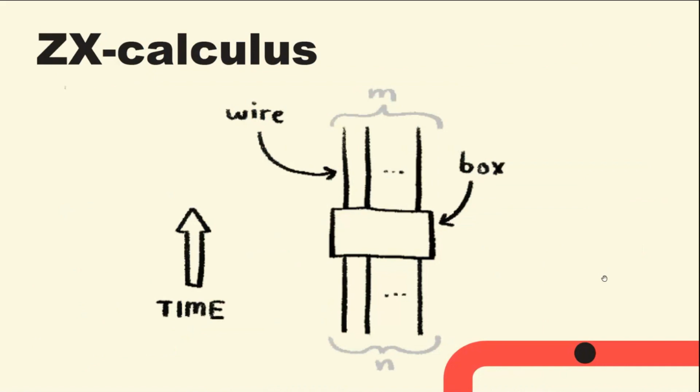So how does this work? Everything in ZX Calculus is done with wires and boxes. And in these diagrams, you should read time as flowing from top to bottom.